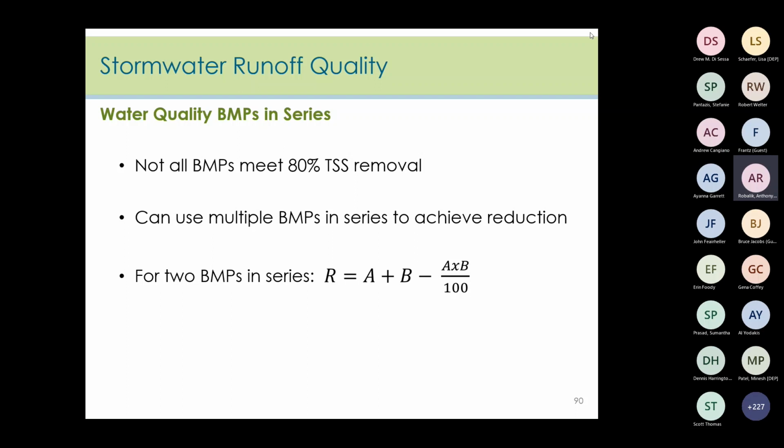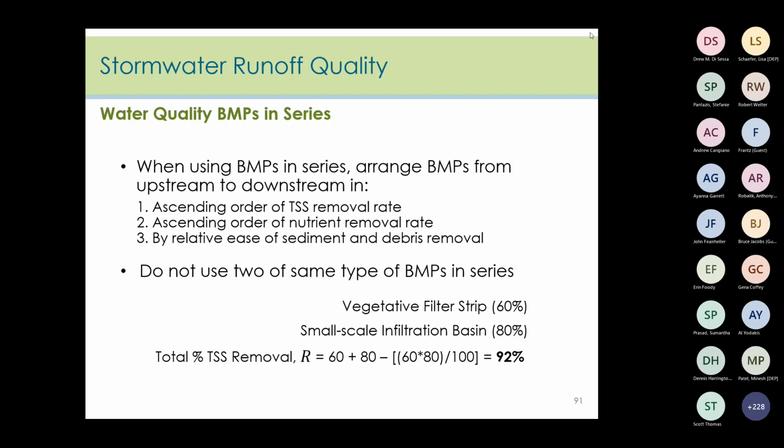And when that's the case, an effective TSS removal rate would be calculated using the equation shown under the third bullet here. So when a combination of BMPs are used, justification for the placement order is needed, and that's according to the hierarchy seen here under the first bullet. The reviewer should verify that two of the same kind of BMP are not used in series, as the down gradient one typically will not be as effective.